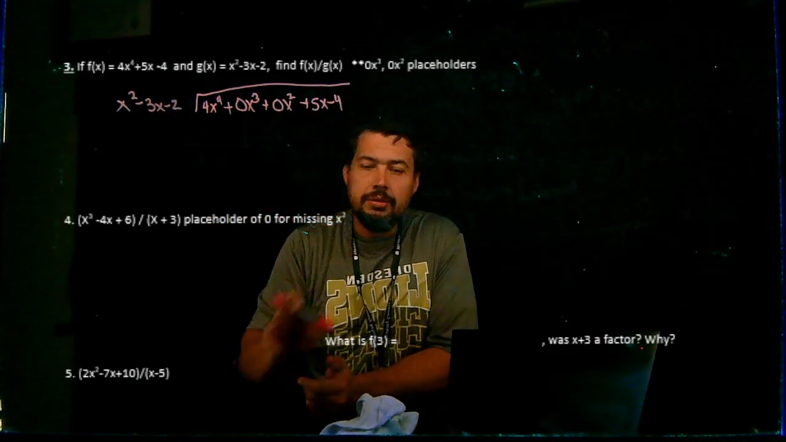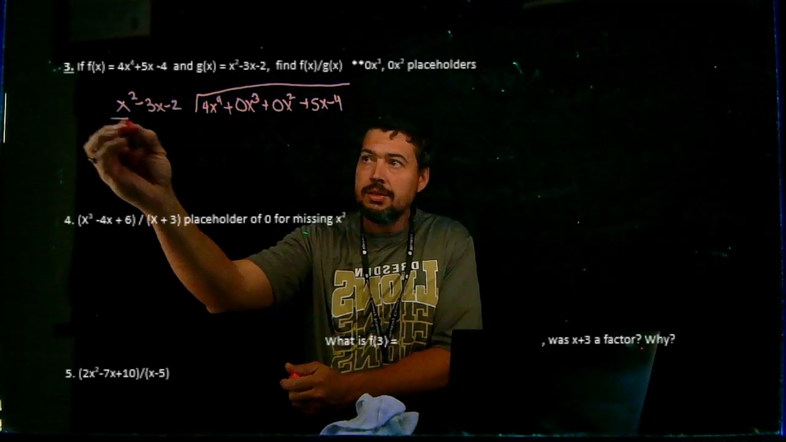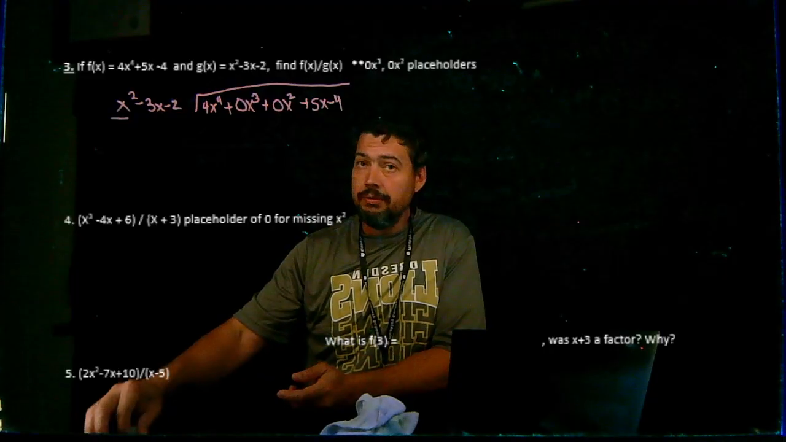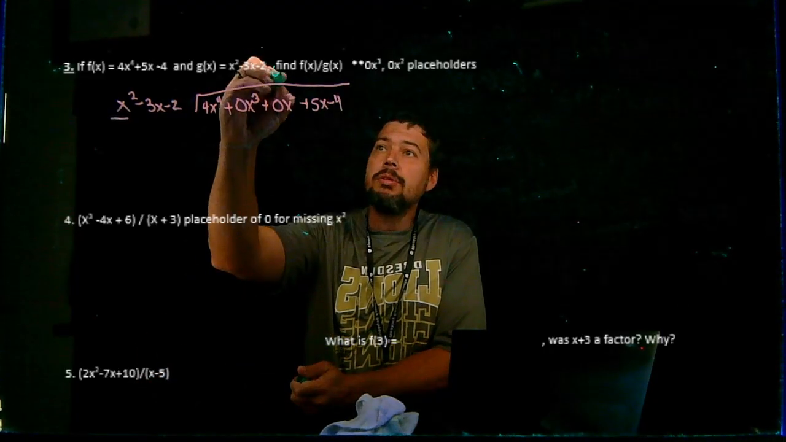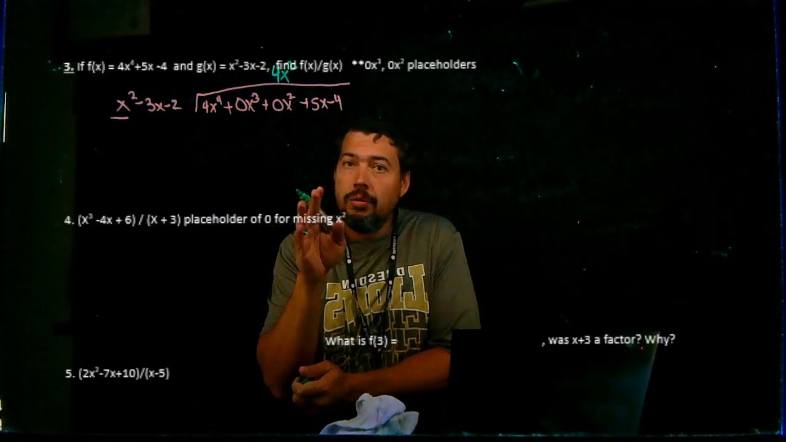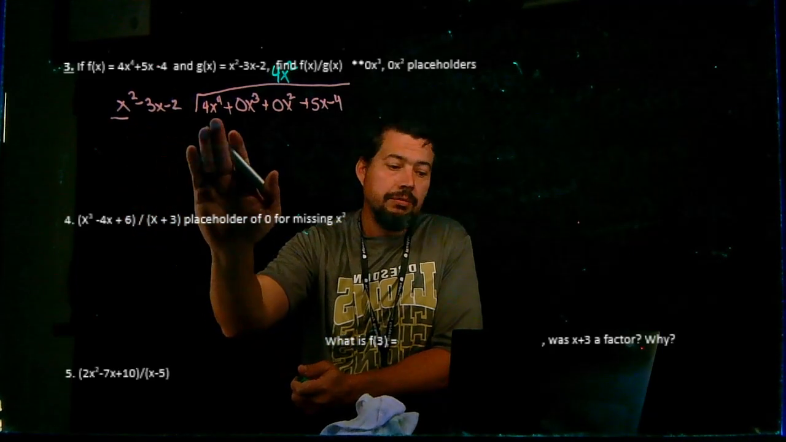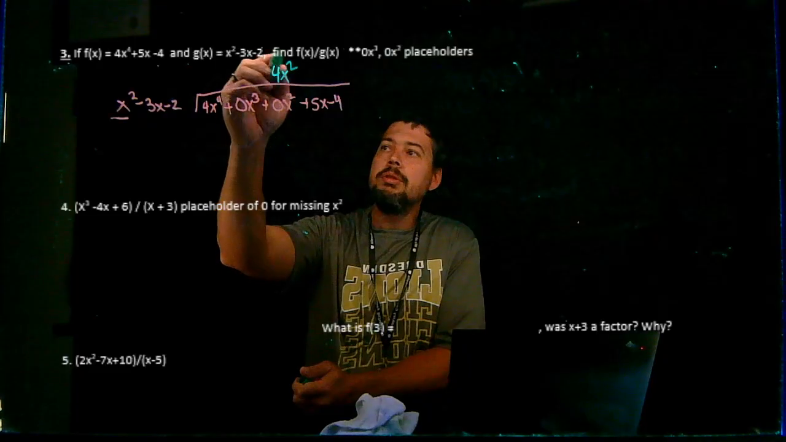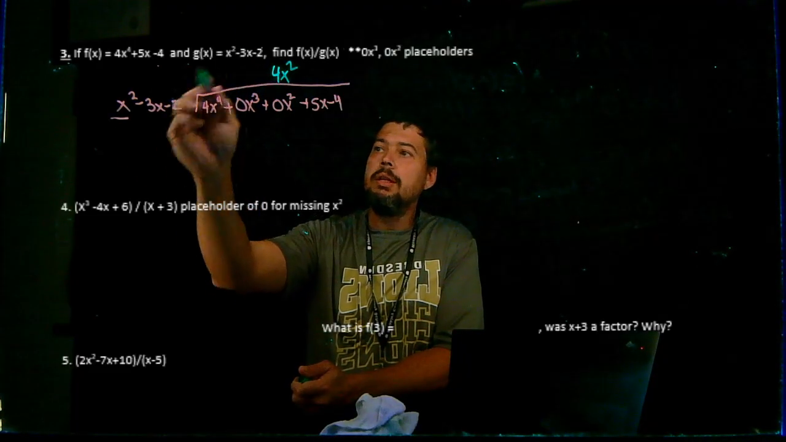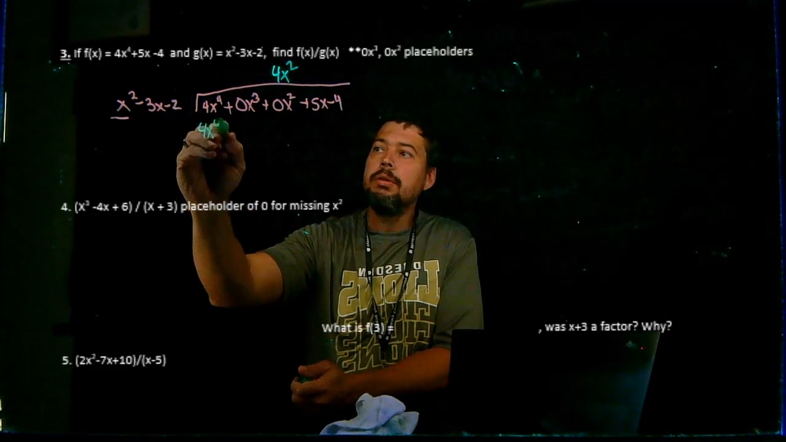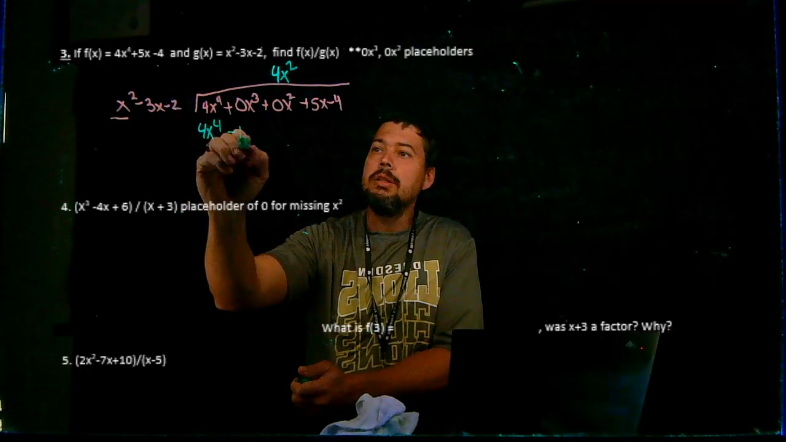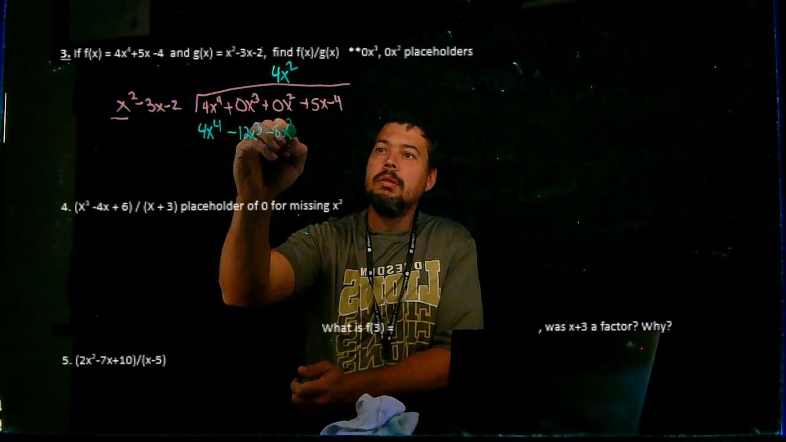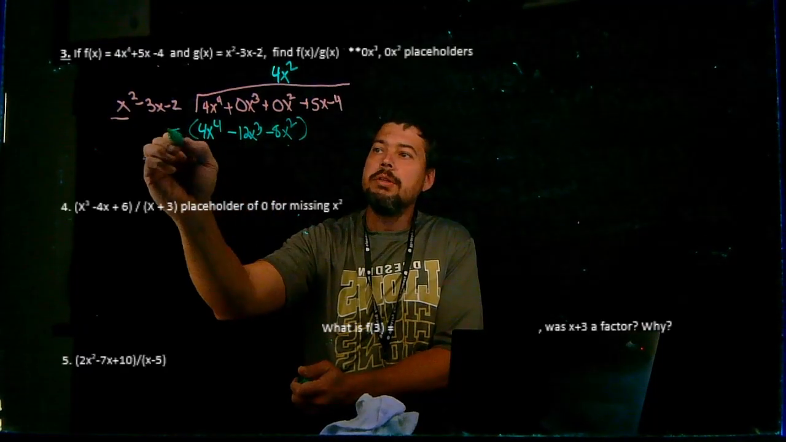Now, what I want to do is multiply this x squared by something to become 4x to the fourth. So I'm going to need a 4, right? I'm also going to need an x squared, because 4x squared times x squared is 4x to the fourth. And I'm going to use the distributive property from here on out. I'm going to distribute that to all three terms. I'm going to get 4x to the fourth minus 12x cubed minus 8x squared.